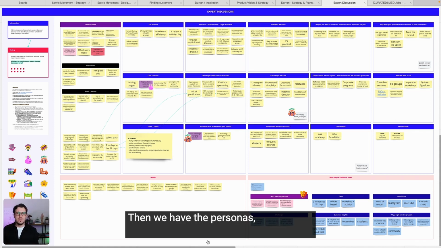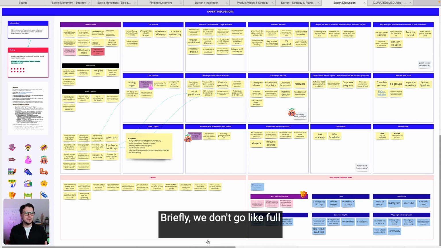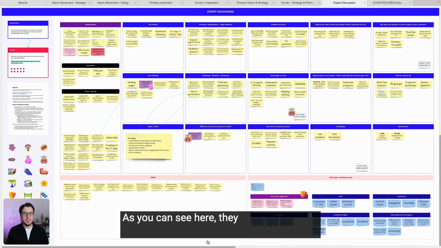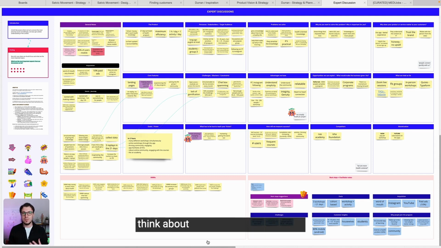Then we have the personas. So who they target, how much they know about them. Briefly, we don't go like full user persona stuff here. It's just briefly the persona. It goes in the persona box. The problems they want to solve, as you can see here, they wanted to have a practical way of presenting the workshops. They want to give knowledge about how to have a healthy life and how they think about the problems they solve. You can see them on the screen.